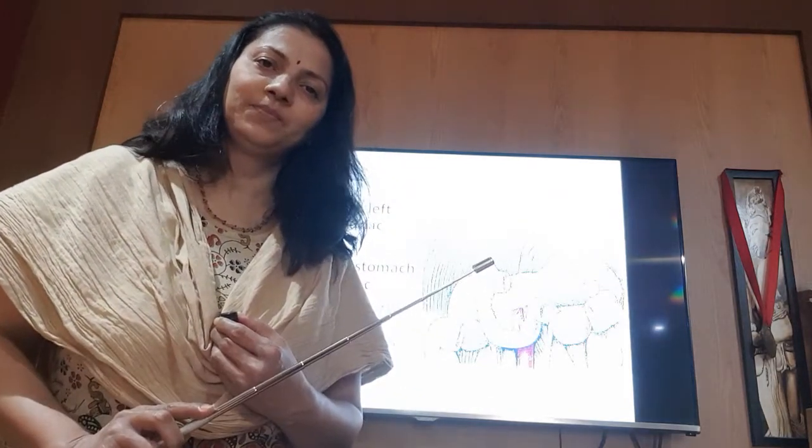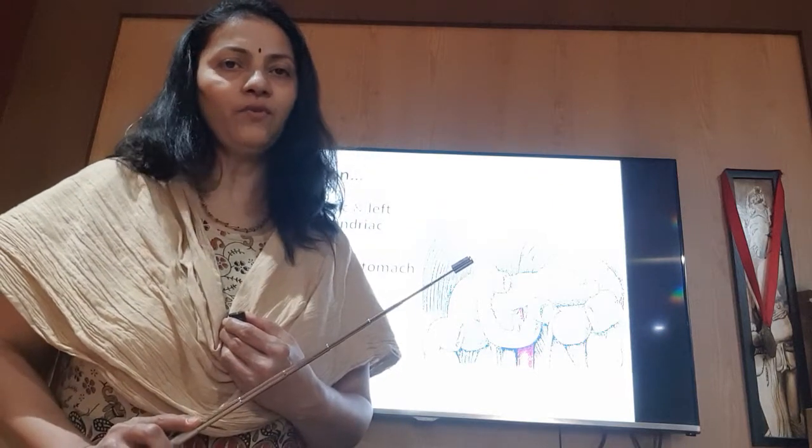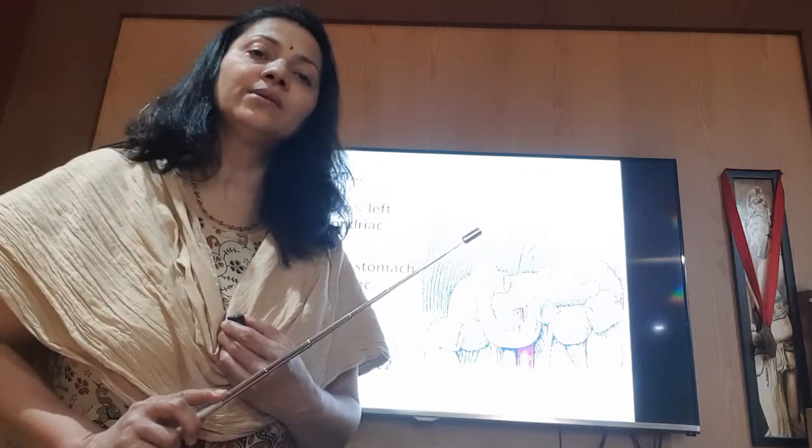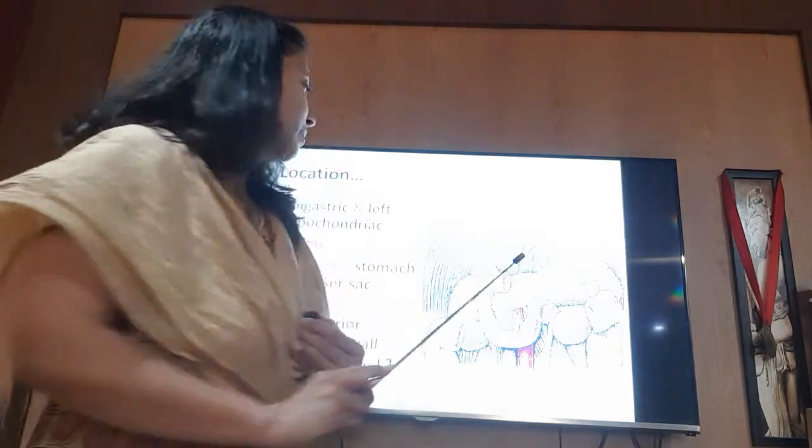Below the right lumbar region is the right iliac fossa, and below the left lumbar region is the left iliac fossa, and below the umbilical region, the hypogastrium. So these are the 9 regions of the abdomen. So where is the pancreas located?